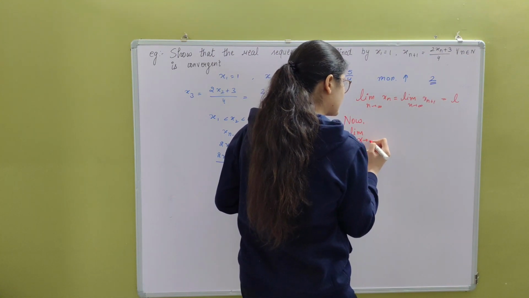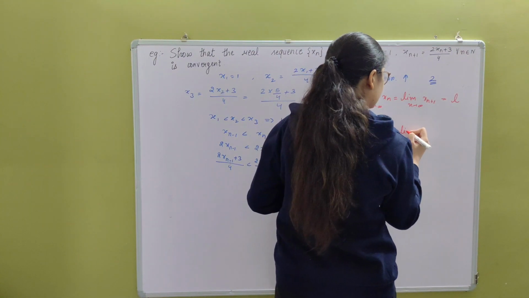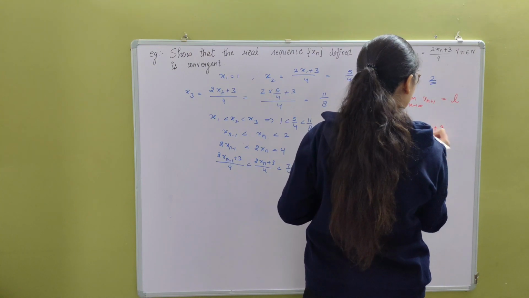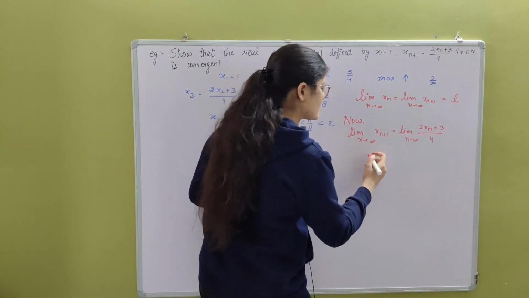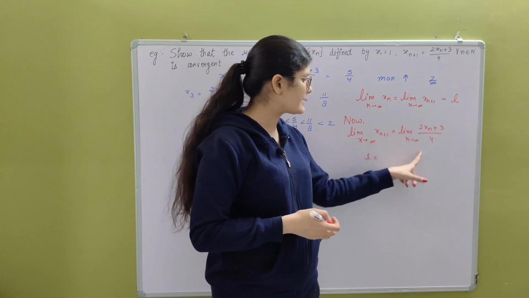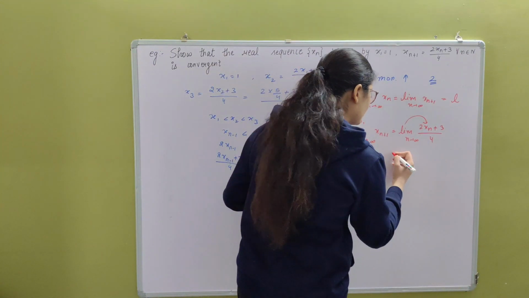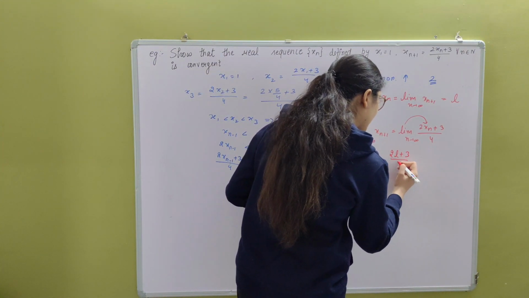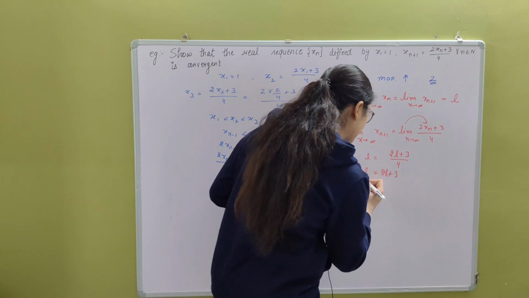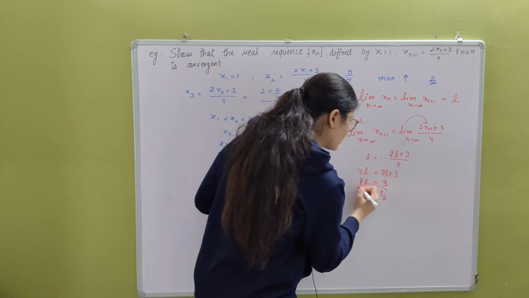Now the limit as n tends to infinity of xn+1 is equal to what? The limit as n tends to infinity of (2xn + 3)/4. The value of this is what? L. And if you simplify it, you can take this limit to the numerator as well as the denominator. So when you separate it, you will get (2L + 3)/4. That makes it 4L equal to 2L + 3. That means 2L is equal to 3, so L is equal to 3/2.